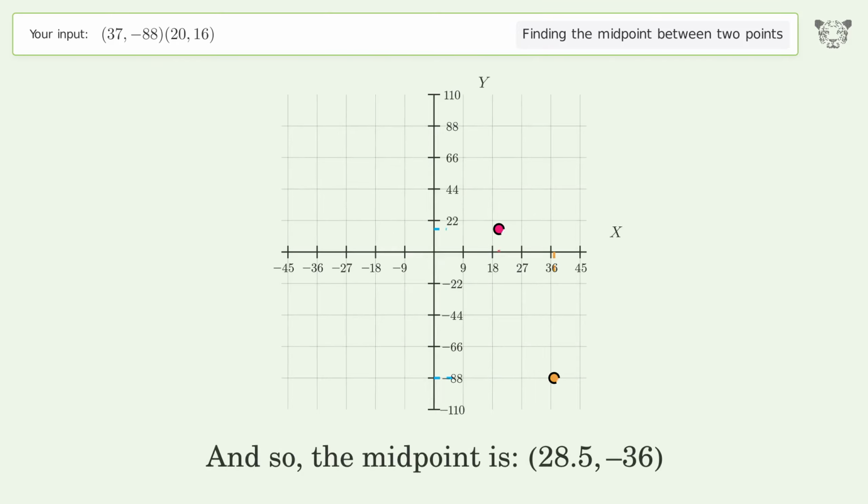And so, the midpoint is 28.5, negative 36.